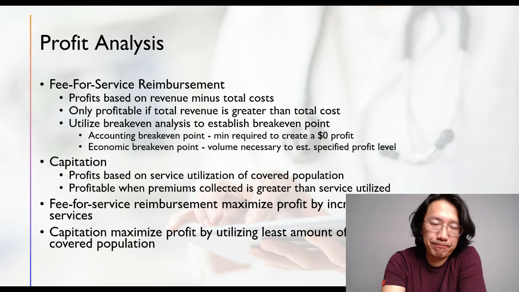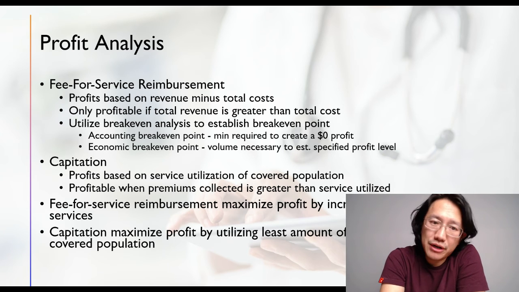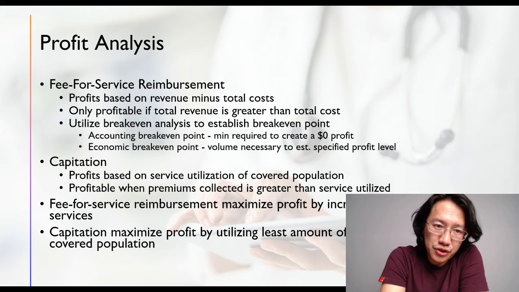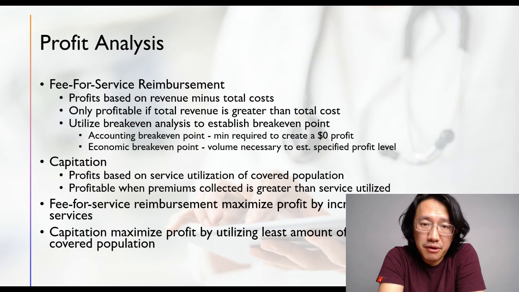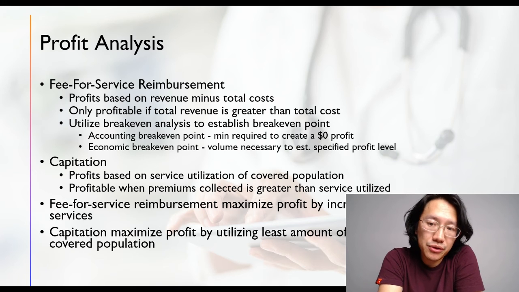point to make money. Under the capitation reimbursement structure, the profit is based on service utilization of the covered population. So this structure is only profitable when the premium collected is greater than the service rendered. The less service the patient uses, the more money the organization is going to make. So fee-for-service reimbursement maximizes profit by increased volume of services, and capitation maximizes profit by utilizing the least amount of service provided to the covered population.